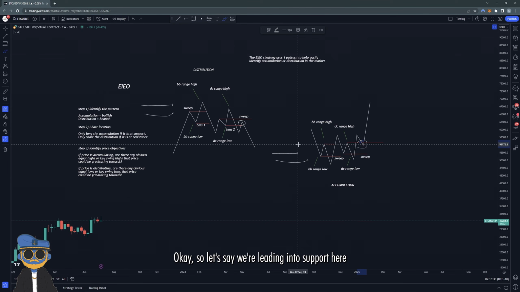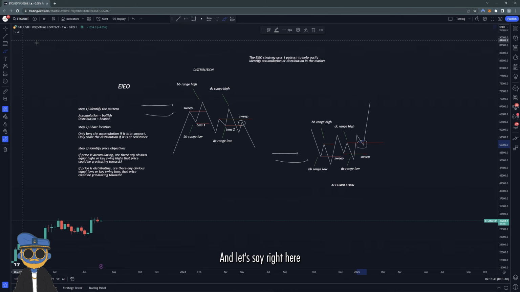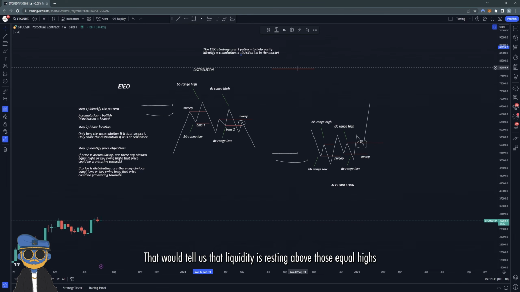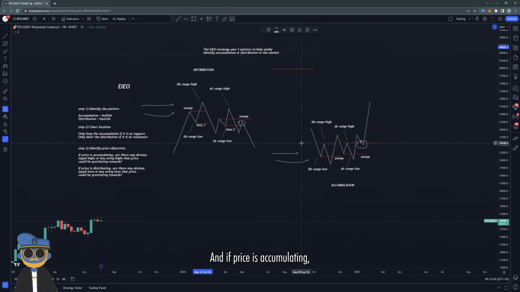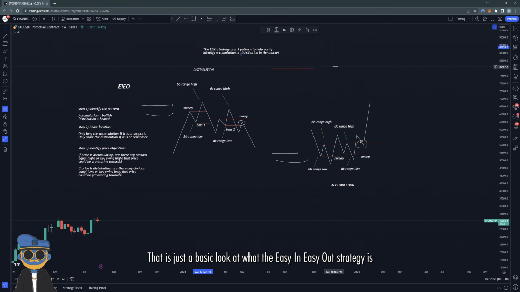Okay, so let's say we're leading into support here, we see the accumulation, and then just above the accumulation, let's say right here, we have a bunch of equal highs. That would tell us that liquidity is resting above those equal highs, and if price is accumulating, then that would be the next obvious objective for price to reach towards. So that is just a basic look at what the easy and easy out strategy is.